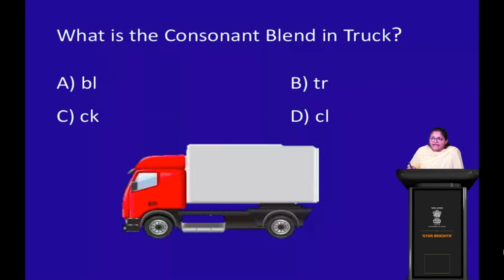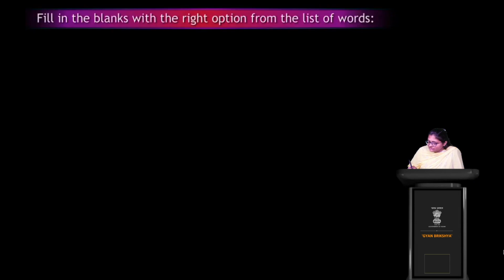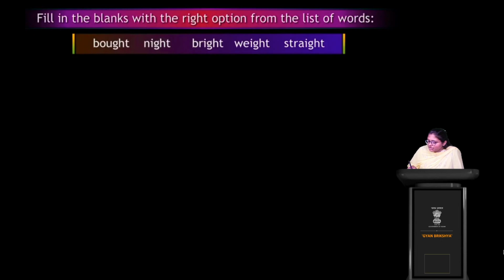Now fill in the blanks with the right option from the list of words. Okay, so these are your list of words. পাঁচটা শব্দ দেওয়া আছে, and now sentences will follow. So you have to fill in the blanks with the appropriate option, right? বুঝেছো? Okay, now let's do.